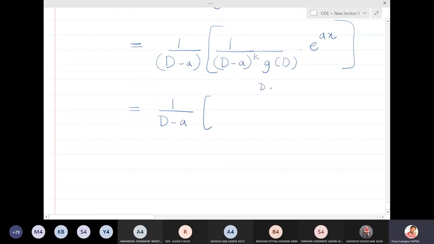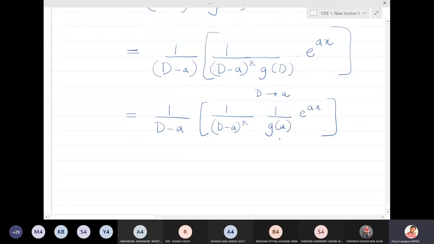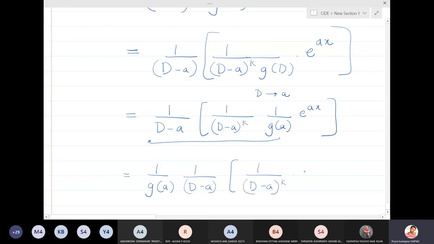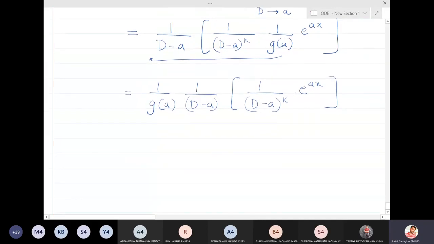And this D I will put as substituted by a, so this will become 1 upon g of a, there is no problem, and this will be 1 upon D minus a raised to k, and this will become 1 upon g of a, e power ax. I hope there is no issue. g of a will come outside the integration, so this will be 1 upon g of a, 1 upon D minus a into 1 upon D minus a power k, e power ax. Okay, what is 1 upon D minus a raised to k, e power ax?